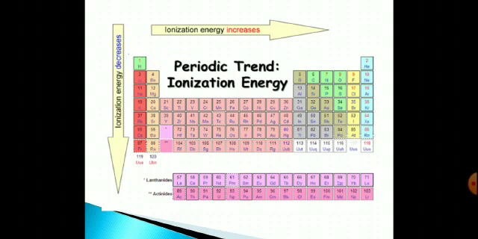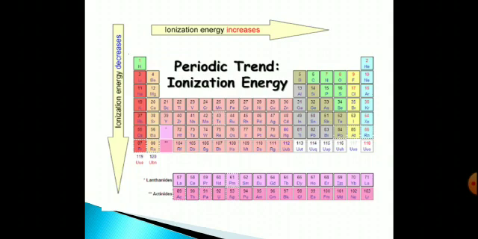What happens when we move from top to bottom in a group? We know when we move from top to bottom in a group, the atomic size increases. This leads to greater distance between the outermost shell and the nucleus. Since the distance between the outermost shell and the nucleus increases, the electron requires less energy to remove. As it is away from the nucleus, the ionization energy decreases.